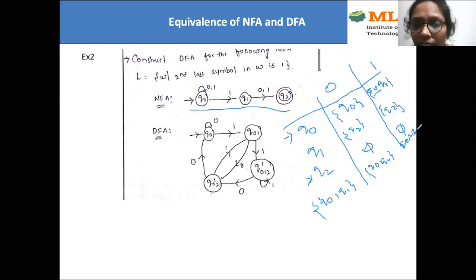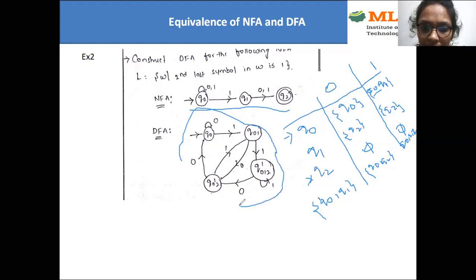For that table, you are going to draw the diagram, and that diagram is this DFA. If you can complete this table, that table will be converted into a diagram, which is nothing but the DFA. If you check here, on a single input, it will go to exactly one destination, and each state will cover all the possible inputs. Why? Because it is DFA, deterministic.